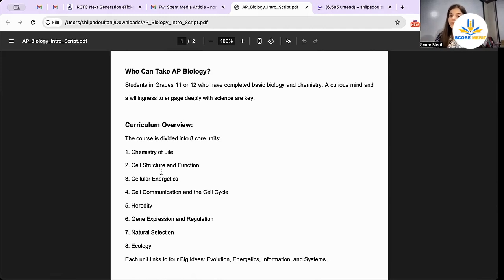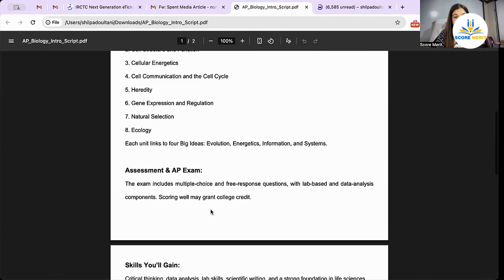Then coming to natural selection, that is the broad perspective of the topic of evolution. There will be survival of the fittest, as promoted by scientists like Darwin and Lamarck. So the environment will select for the survival of the fittest; the one who is more fit will be the one surviving in the next generation. Then in ecology, we'll be talking about how living and non-living, so biotic and abiotic factors, interact in the environment. So that's, in a broad way, the 8 core units, where we'll be talking about the big 4 ideas of evolution, energetics, information, and systems.